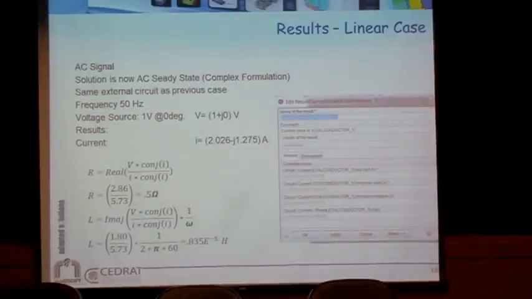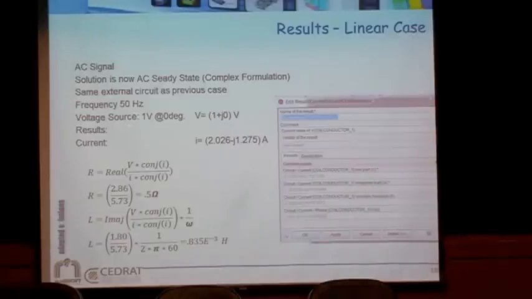Now let's do the other one. Now we're going to do an AC signal. So what am I doing? I'm just going to put a little, so we solve in AC steady state. So it's a complex formulation. We solve for the phasor diagram. We have the voltage, we have the magnitude, and the phase, okay?